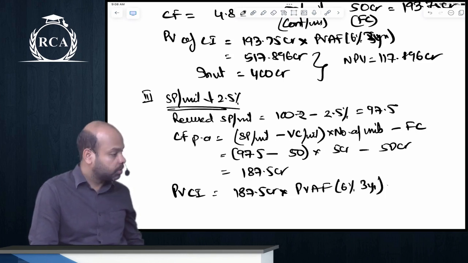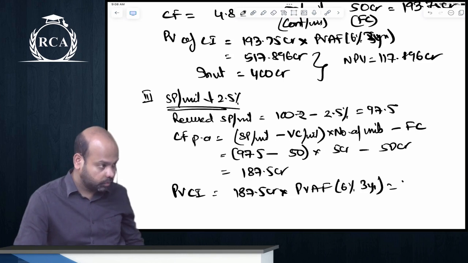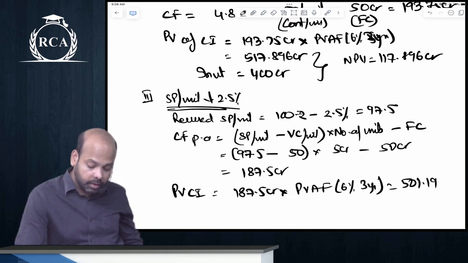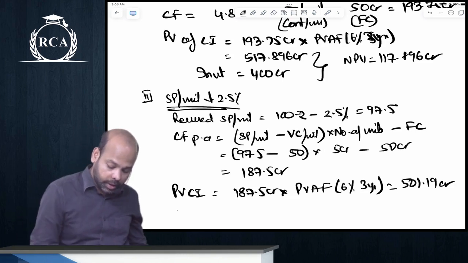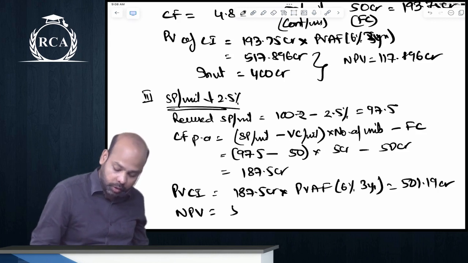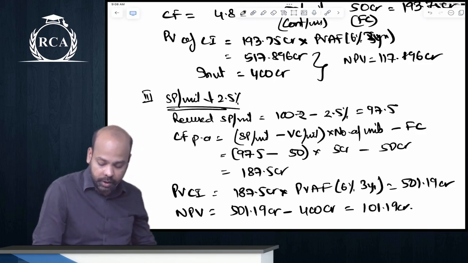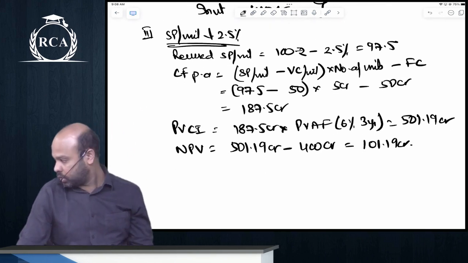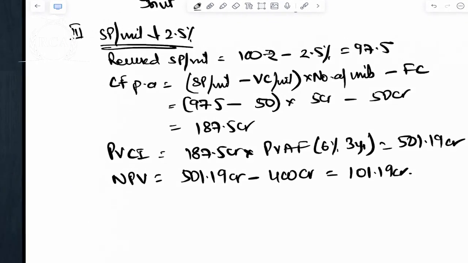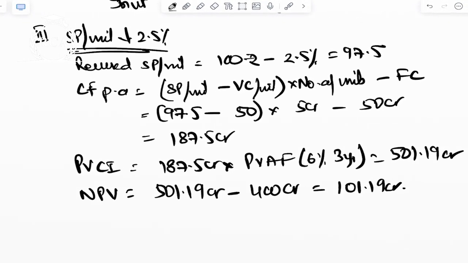Present value of cash inflows beta would be, कितना बेटा? 501.19. NPV beta will be equal to 501.19 crores minus 400 crores, 101.19 crores. ऐसे और 3 cases करना है बेटा. You will have to change your variable cost per unit, you will have to change your fixed cost, you will have to change your discounting rate.